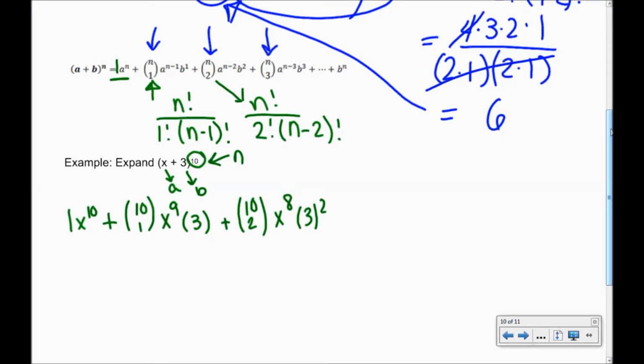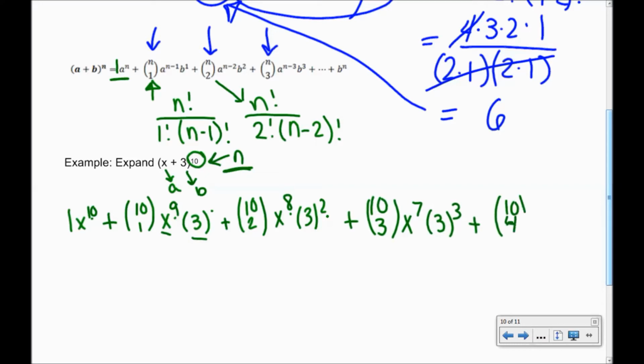And notice that these powers, the power of x and the power of 3, should always add to 10, because that's n. So it should always add to n. So 9 plus 1 gives us 10. 8 plus 2 gives us 10. 10 plus 0 gives us 10. Okay, this is 10 choose 3, x to the 7. Ten choose 4. Okay, and so on. I'm not going to keep wasting your time writing it all out.